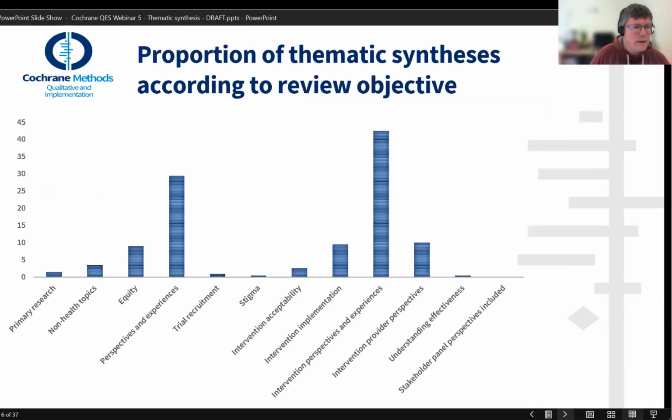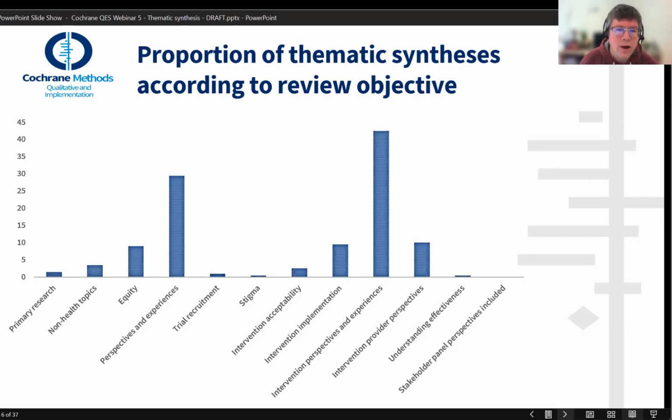We've got a scale back on the left there. I did delete the scale at one point because I was thinking, well, this isn't a formal sample. This is a sample of about 200 reviews, which we looked at recently, which have used thematic synthesis and have stuck quite closely to one of the papers. So this isn't necessarily representative of all thematic synthesis, but it's indicative of some of the objectives which people have used thematic synthesis to fulfill.